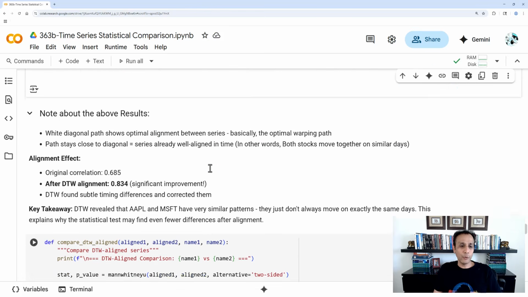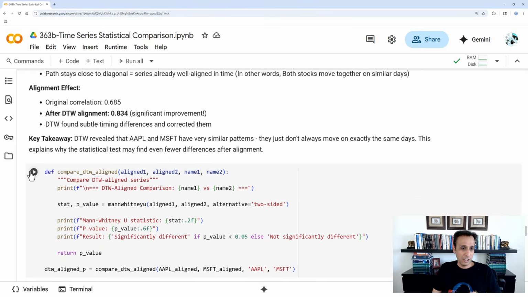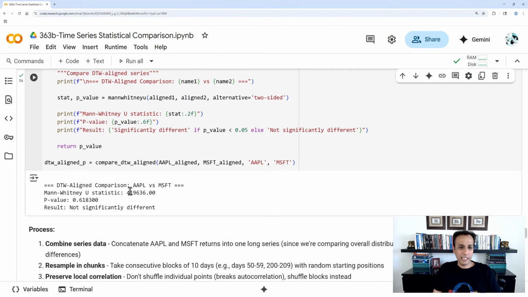And now that we did the warping, let's go ahead and do the U test, right? So we haven't done that. That's what we're doing, the Mann-Whitney U test on the aligned data sets. Okay, and if you look at the aligned data set, again, huge statistic.